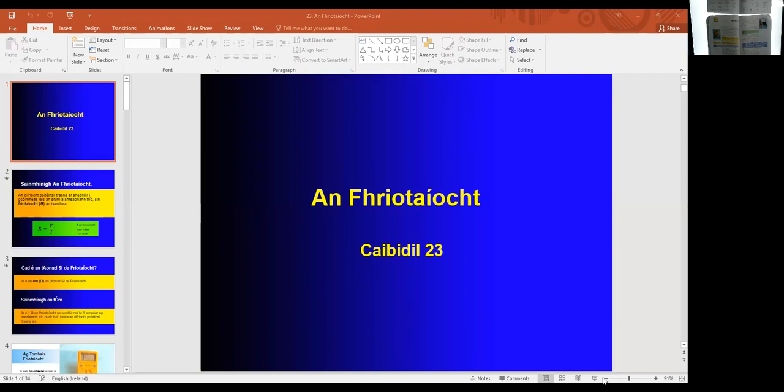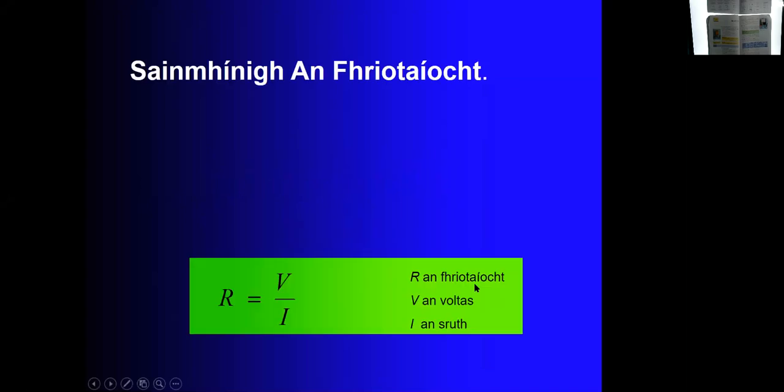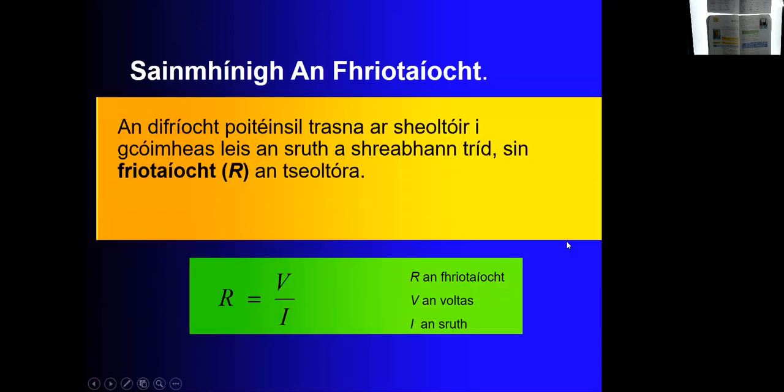So, resistance, chapter 23. What is resistance? Resistance is the potential difference across a conductor divided by the current through it. So resistance is V over I, where V is the voltage, I is the current, and R is the resistance. Very straightforward.